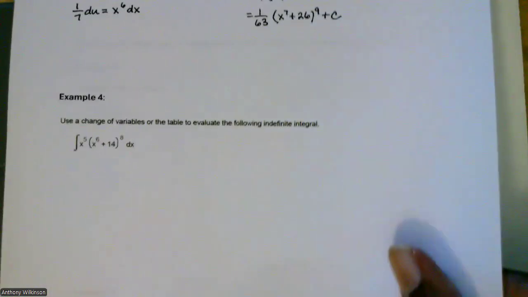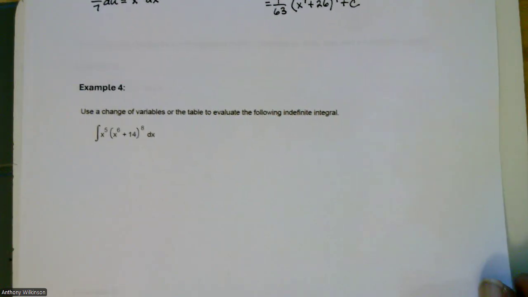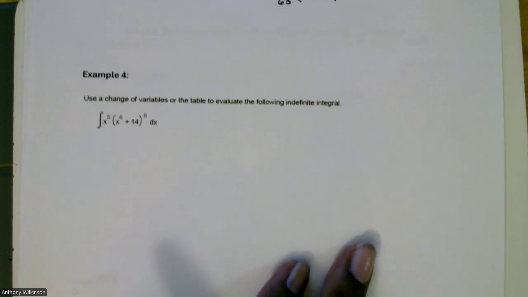Okay, let's take a look at this example, example 4. And while I'm on it, feel free to pause the video if you need to copy stuff down off this video. Let's say we have the integral of x to the 5th times the quantity x to the 6 plus 14, and that's raised to the 8th power, dx.